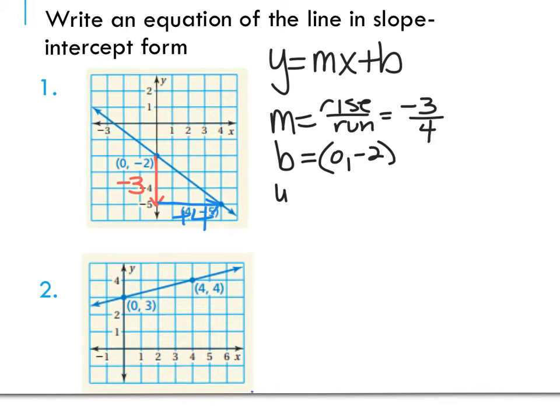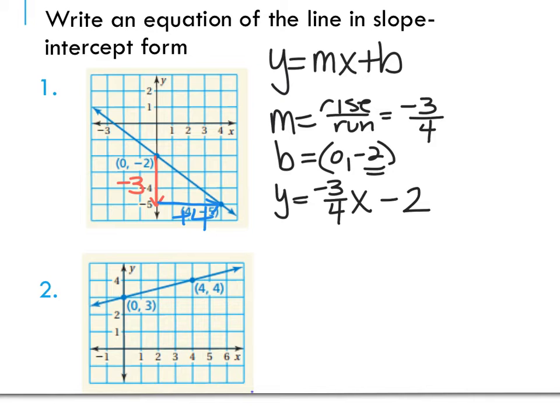When we are plugging this into our slope-intercept form, we'll go y equals, here's my slope, -3/4. It's always with my x. And then we'll write our y-intercept. Remember, we are just writing the y value of the point. We can write -2, or we could write plus -2, and that would mean the same thing. There's our equation for our line in slope-intercept form.